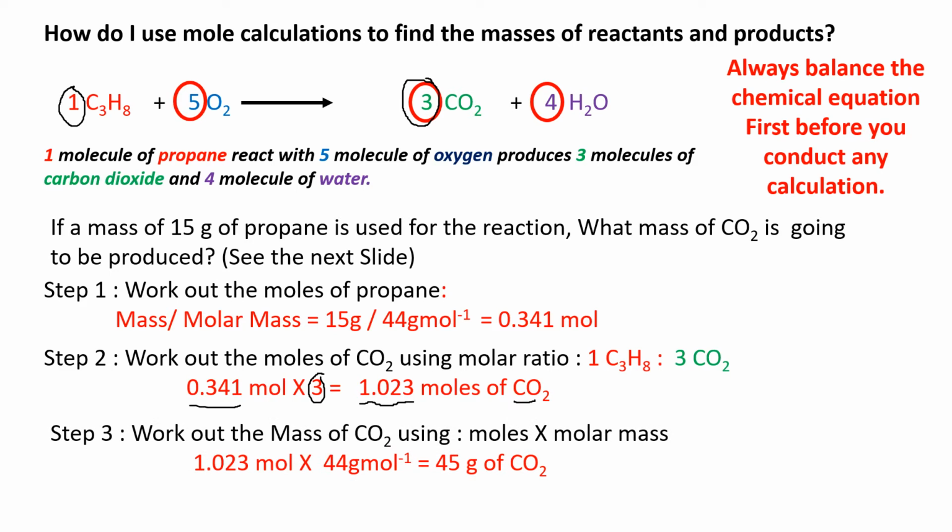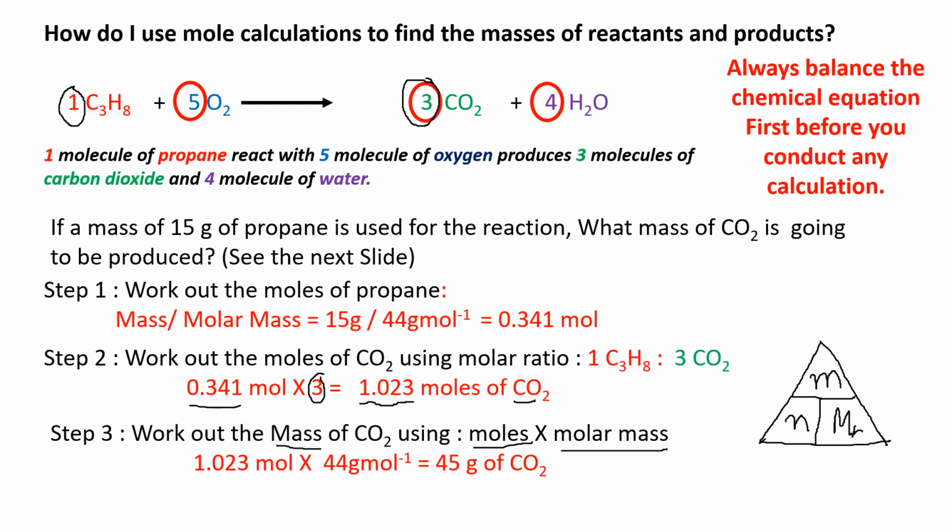The third step is working out the mass of CO2 using moles times molar mass. Okay, so do you remember the formula triangle? Mass at the top, and moles and molar mass at the bottom. That formula triangle always helps rearrange the equation.